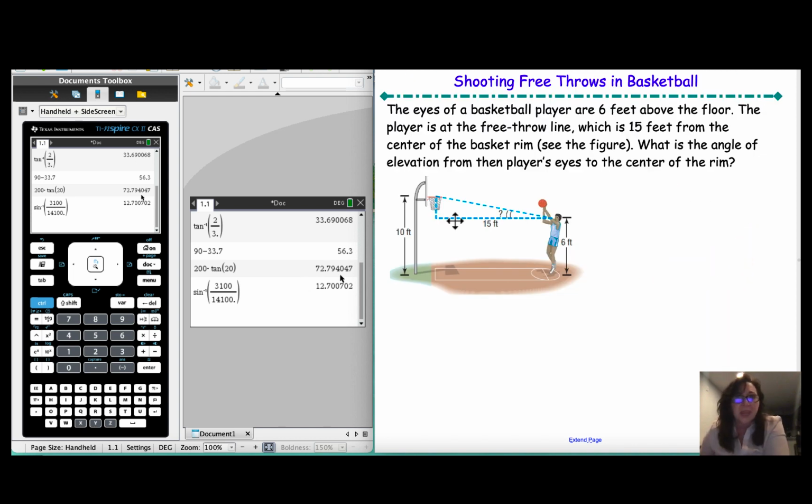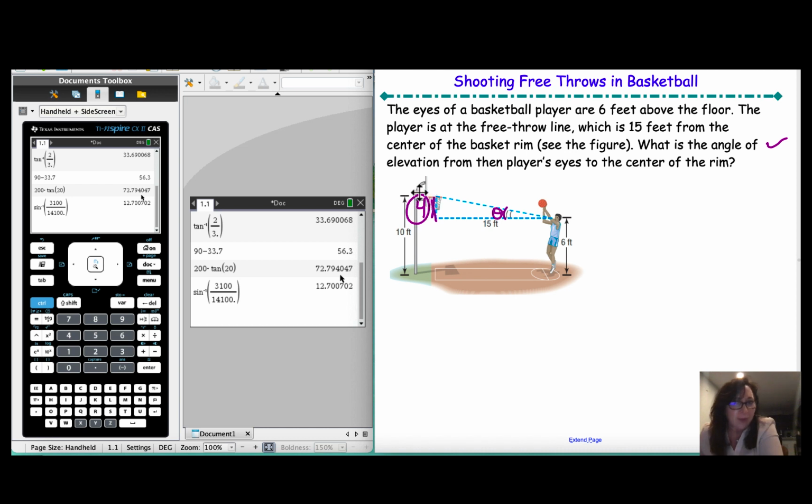Okay. This person is shooting free throws, and this person is 6 feet tall. The rim of the basketball net is 10 feet tall. So the distance of this length right here that I need is actually 10 minus 6, which is just 4. We also know that this is the angle, and that's what they want us to find. What is the angle of elevation from the player's eyes to the center of the rim? So that's what I'm looking for.